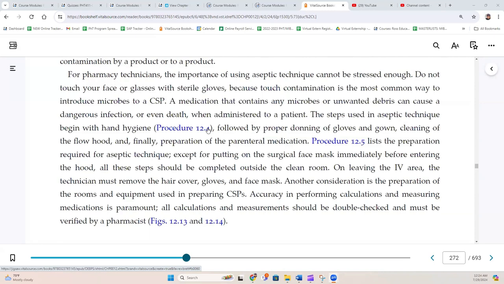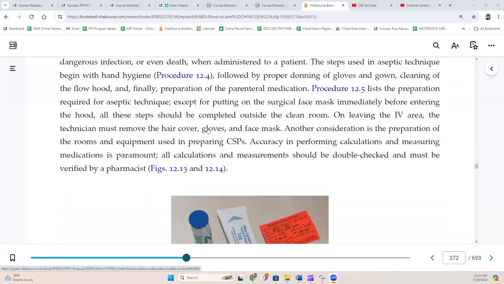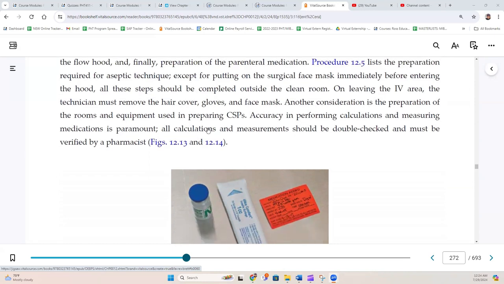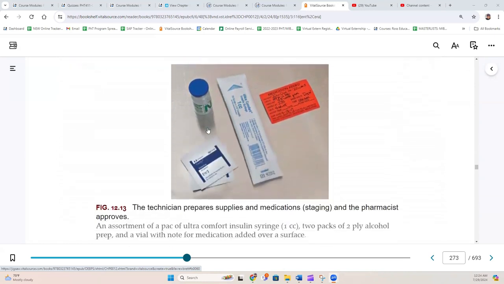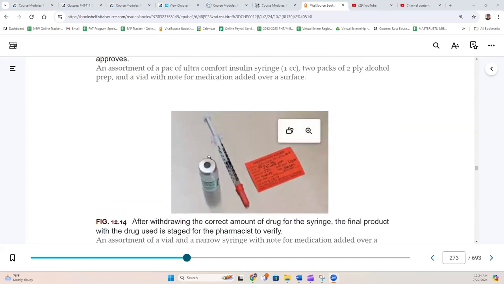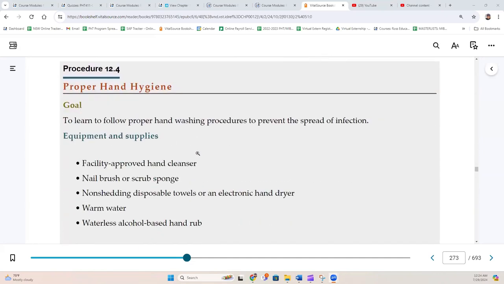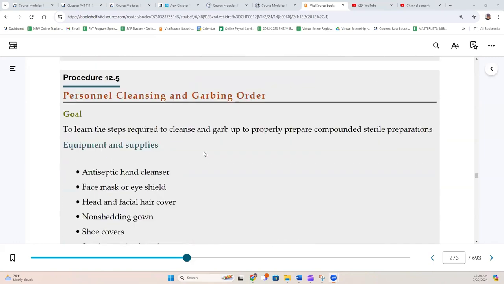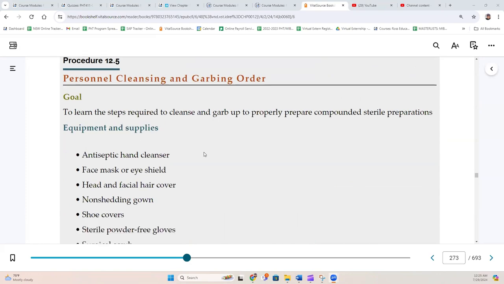Another consideration is the preparation of the rooms and equipment used in preparing CSPs. Accuracy in performing calculations and measuring medications is paramount. All calculations and measurements should be double checked and must be verified by pharmacists. And then figure 12.13 shows the technician prepares supplies and medications staging and the pharmacist approves. Procedure 12.4 is on proper hand hygiene. Procedure 12.5 is on personal cleansing and garbing order.